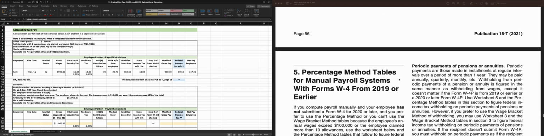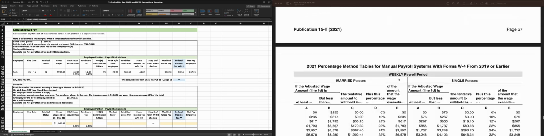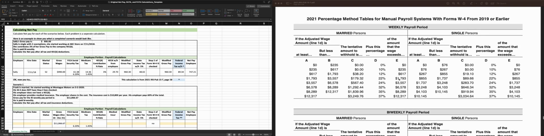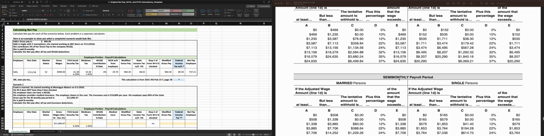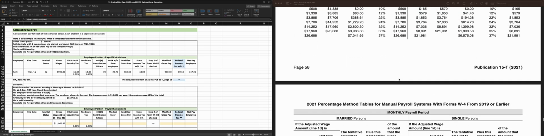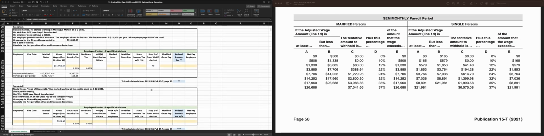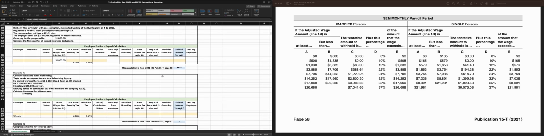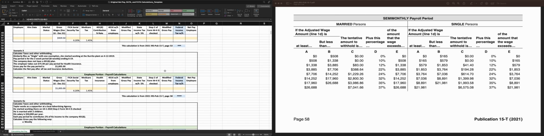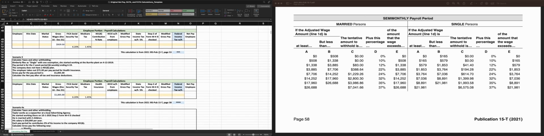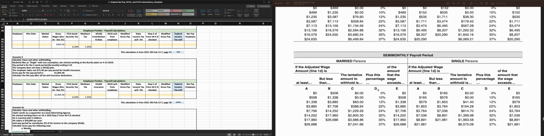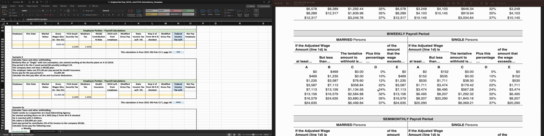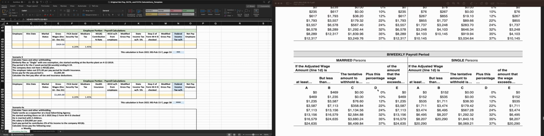Daily payroll, percentage method tables for manual payroll. So I'm going to use this instead. Curious. See, this is page 53, so it's a different method. And this is page 58. So you want to pay close attention to what page they're using, because there are different methods and they will give you slightly different numbers depending on what you use.